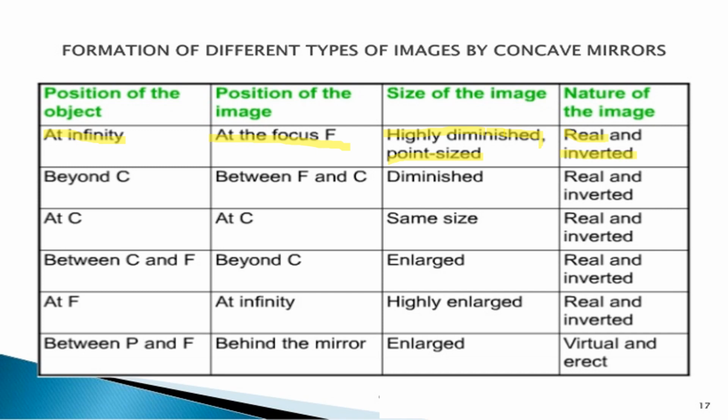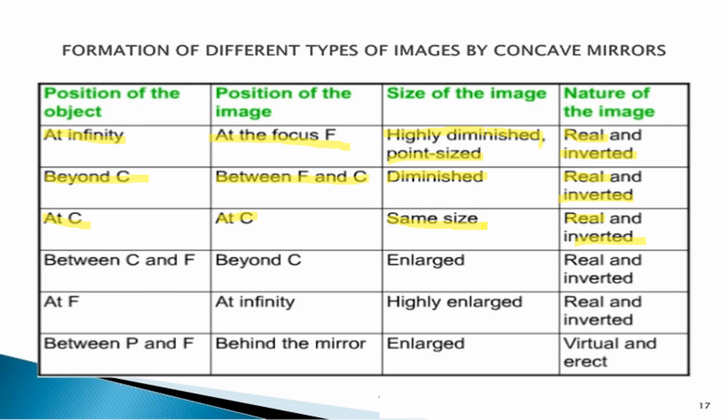Slowly we are bringing the object towards the mirror. Beyond C we have taken. Now the image goes away from the mirror. It is formed between F and C, and the size slowly increases, diminished now, before that highly diminished. Only in one case we are getting virtual and erect; in all the remaining cases real and inverted. When the object is taken at C, the image is also formed at C, and we are getting the same size. Here also real and inverted.